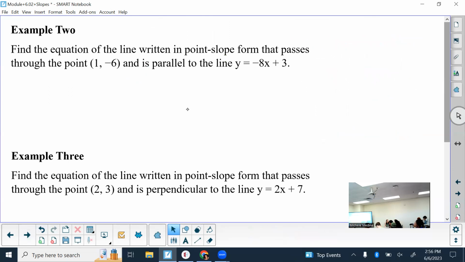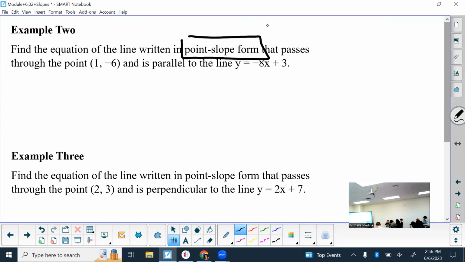So next one, we may or may not have time, we'll see. Find the equation of the line written in point slope form that passes through the point (1, -6) and is parallel to the line y equals negative 8x plus 3. So it wants it in point slope form. What's that formula? Good. So it should be in that format.